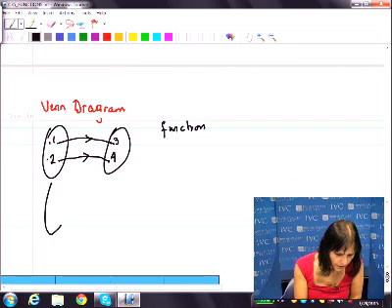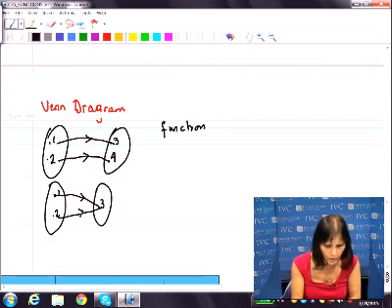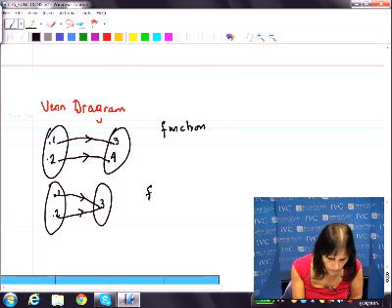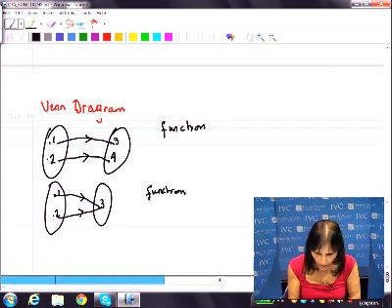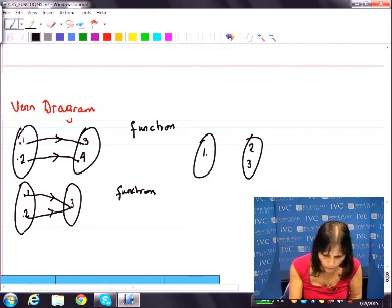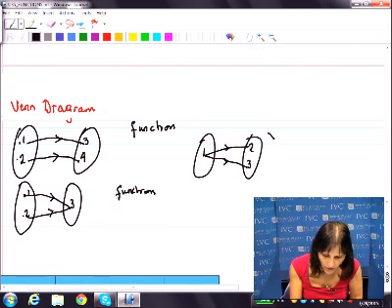Let's think of something like this. Let's say I have 1 and 2, and then you have 3. 1 goes to 3, and 2 also goes to 3. All right, that's okay. That one is also a function. Well, what is not a function then? Let's think of this. 1 goes to 2, cannot make up its mind, and goes to 3 as well. So one thing goes to two things. That's not a function.